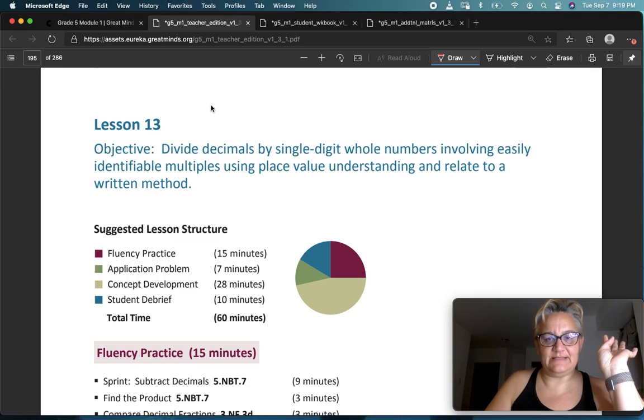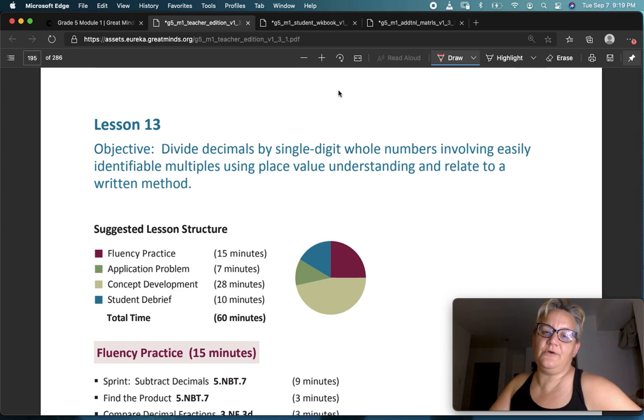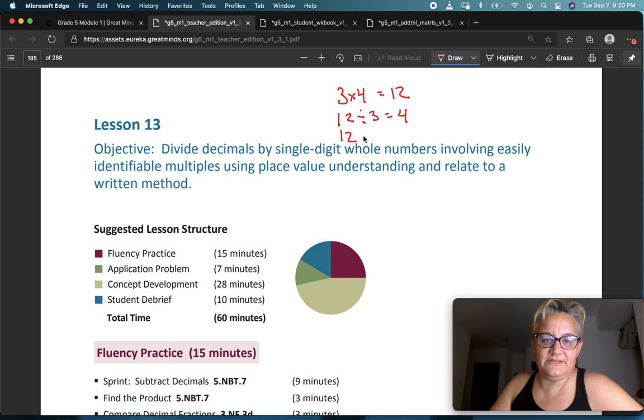You know the divide symbols, they look like this. Oh, I'm sorry, that's not the divide symbol. This is the divide symbol, or this is the divide symbol, or if you see something written in fraction form, that also means divide, right? So, lots of different ways to write division, but division is just the opposite of multiplication. So if you know that 3 times 4 equals 12, you also know that 12 divided by 3 equals 4, and 12 divided by 4 equals 3, okay?